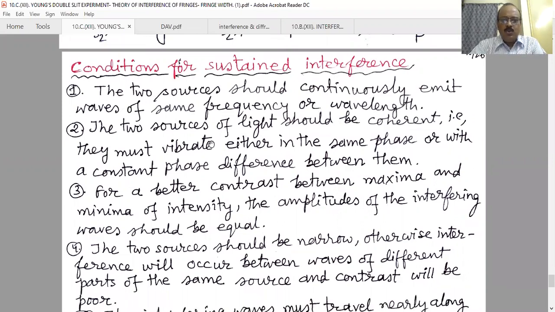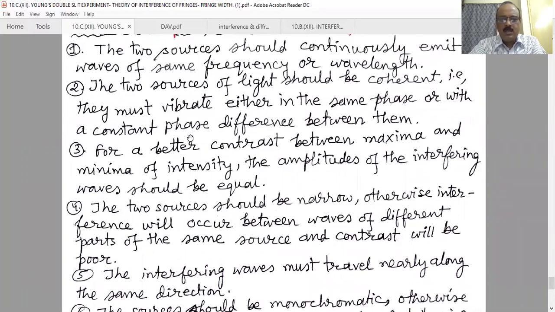Number two, the two sources of light should be coherent, that is, they must vibrate either in the same phase or with a constant phase difference between them. That is also an initial condition.